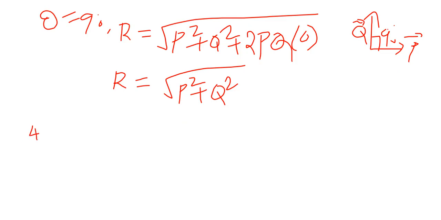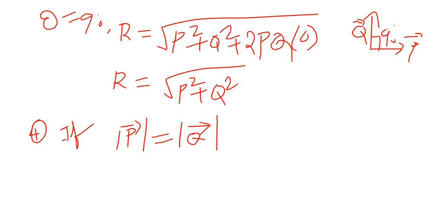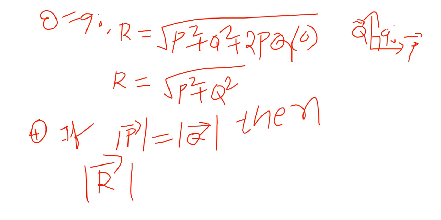If modulus of P bar is equal to modulus of Q bar, then resultant vector R bar, where the magnitude of vector P is equal to that of vector Q. Then we need to study what the modulus of R bar becomes.